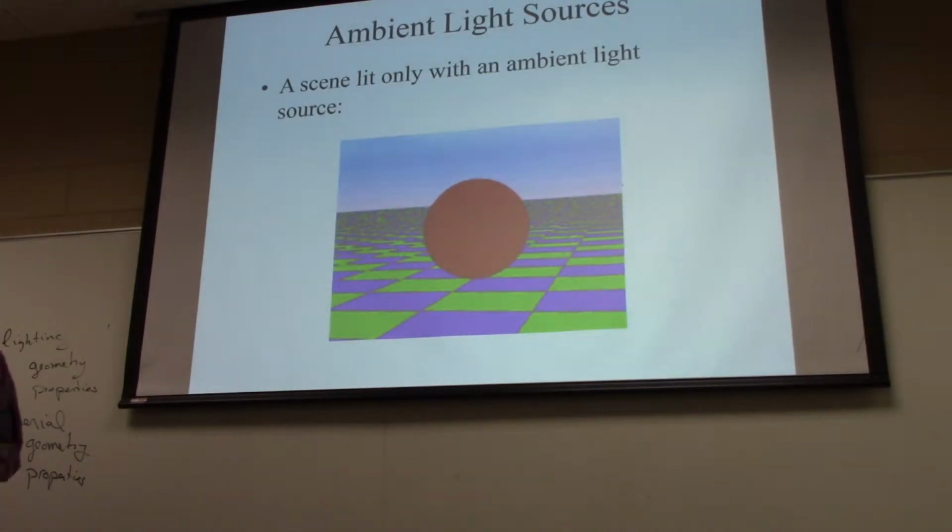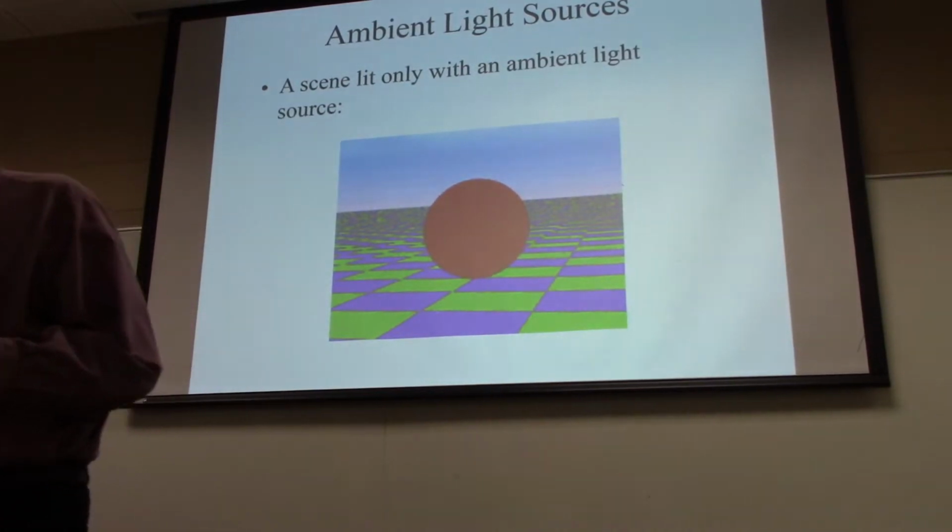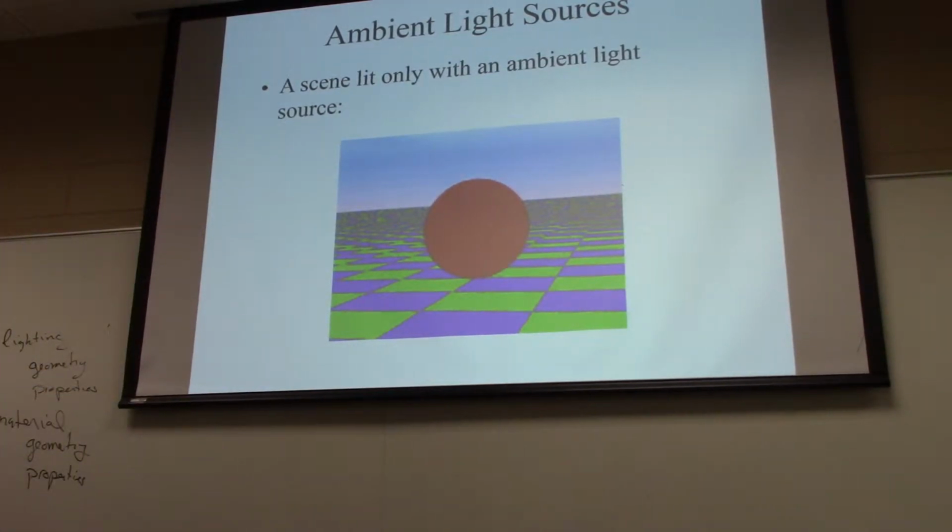Okay, so here's a scene that's calculated based solely on ambient light. You can tell what color things are, but you have no variation in shading that allows you to determine the shape, other than guessing that that's going to be a sphere and it's on a plane.